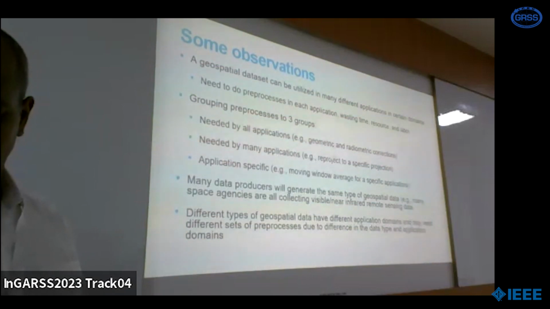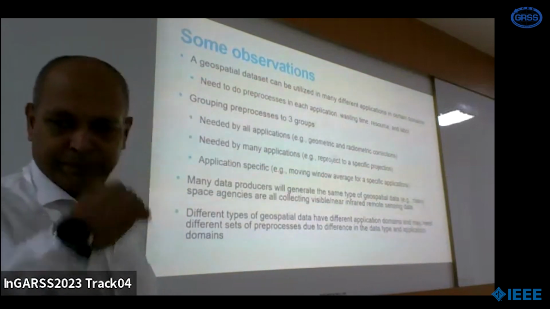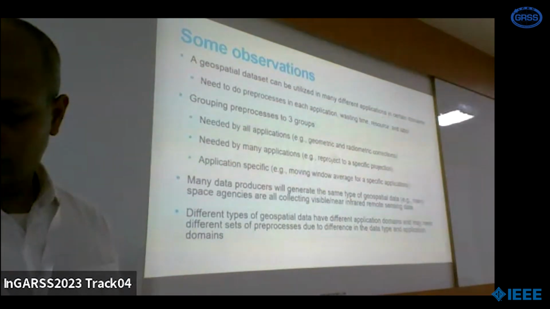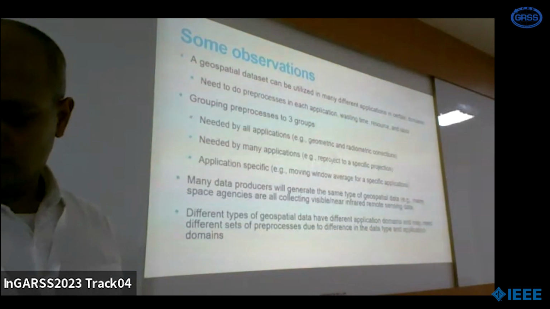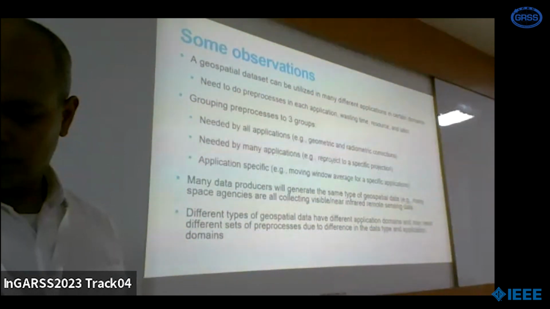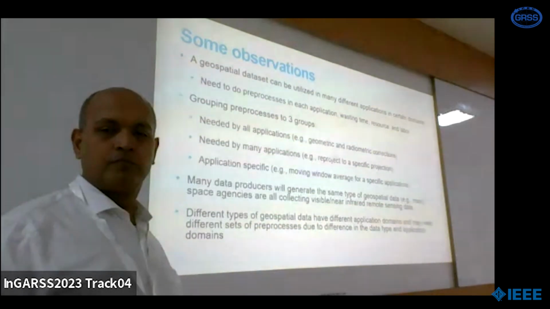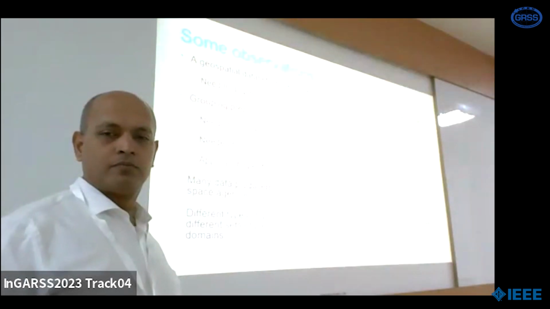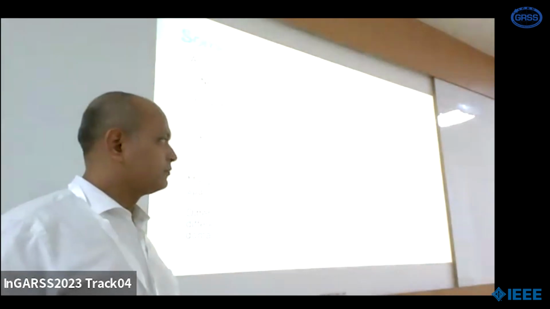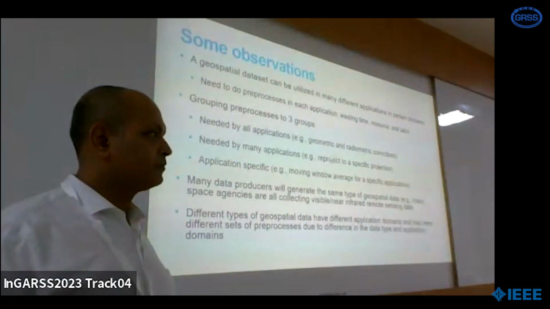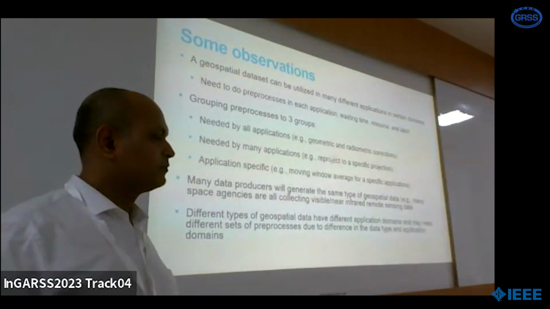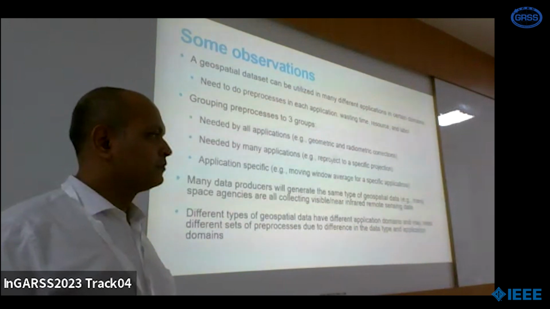Another observation is that many data producers generate the same type of geospatial data. For example, many space agencies are all generating optical and near-infrared remote sensing data. So those data types are the same. The last observation is that different types of geospatial data and different application domains need different pre-processes, because of differences in the data type and the application domain.